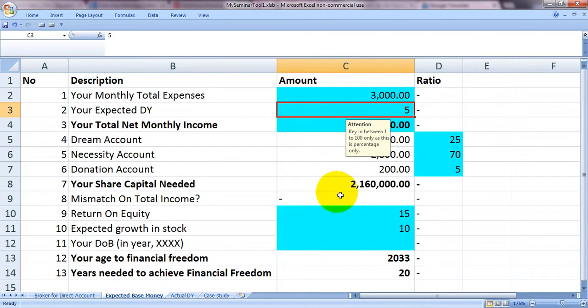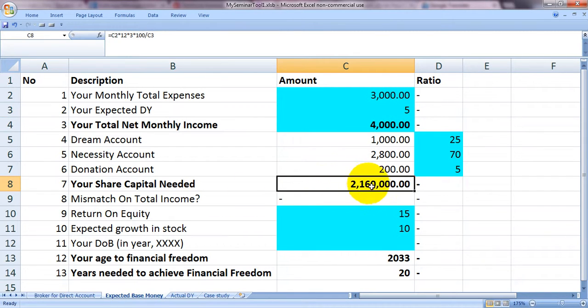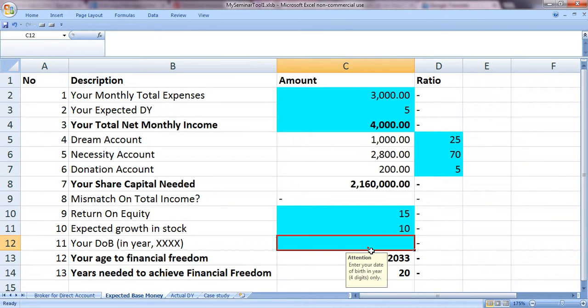Then it generates the share capital you need in order to sustain 3,000 expenses per month. This is the sick money you need. Other than that, I want to know how long it will take to achieve this one, so I'm simply going to key in my date of birth year. So I key in 1984.